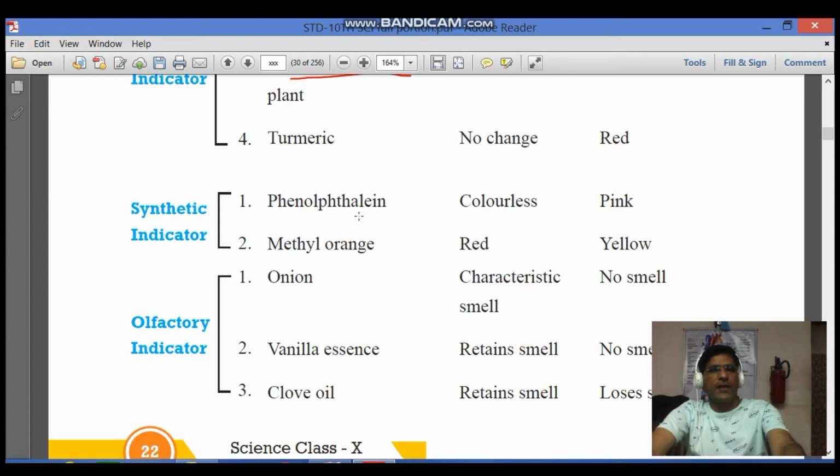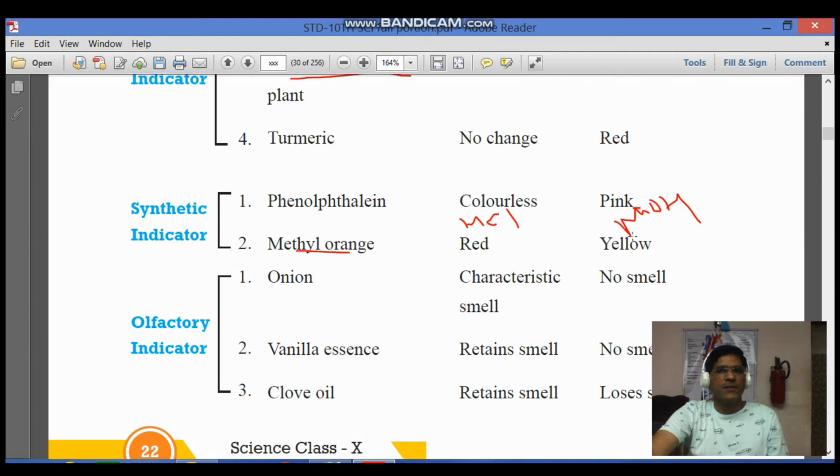Now the same thing with methyl orange. When methyl orange is added and an acid solution is there, it will turn red. If an acidic solution is there and I add methyl orange and it turns red, we know it is acidic. If it turns yellow, then we say it is a base.